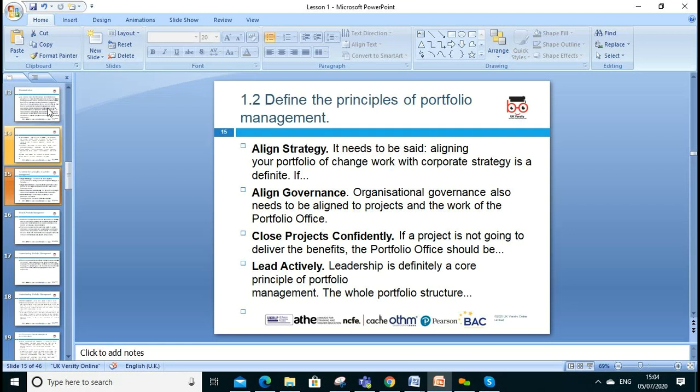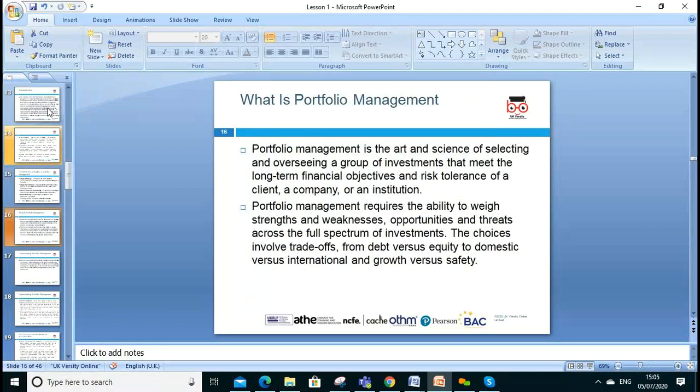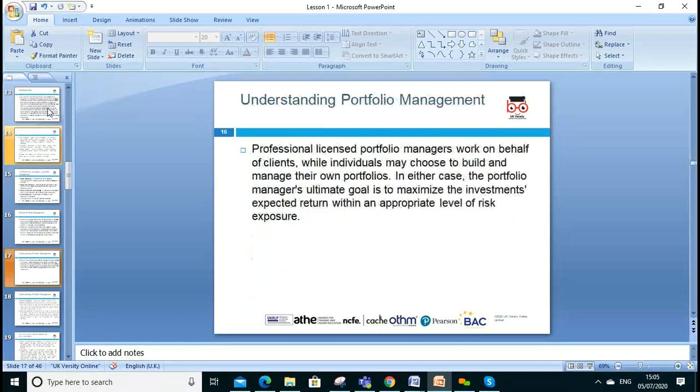Then we're looking at the principles of portfolio management: align strategy, align the governance, close projects confidently, and lead actively. So what is align? It is to align your portfolio framework to the corporate strategy of the organization. Strategy means action plan. Align the governance: how you will govern the alliance with the strategy and the portfolio of the product. Close projects confidently: if the project is not delivering the benefit, the portfolio office should lead and close it. This is the core principle of portfolio management in the whole portfolio structure.